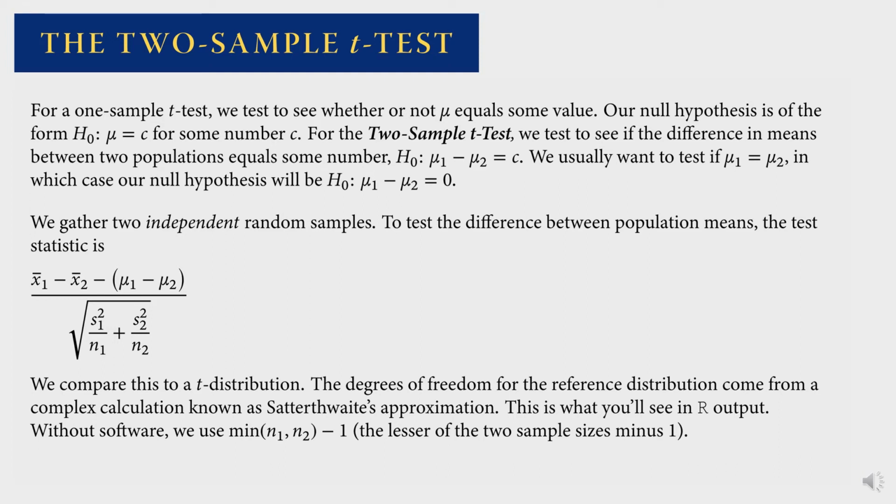In addition to testing hypotheses concerning the mean of a single population, t-tests can be used to test whether two populations have the same mean. For the two-sample t-test, we gather two independent random samples. You take a random sample from one group and a random sample from another.